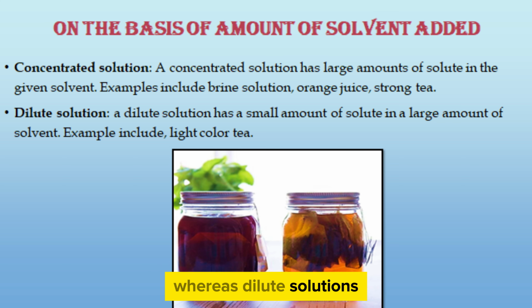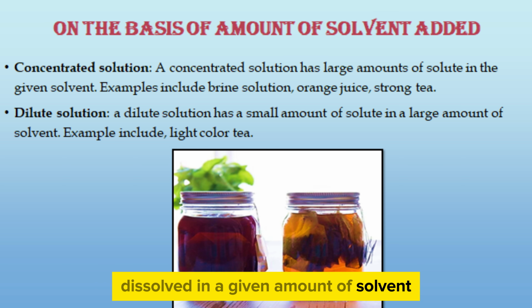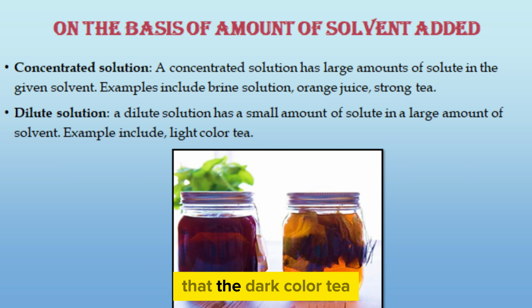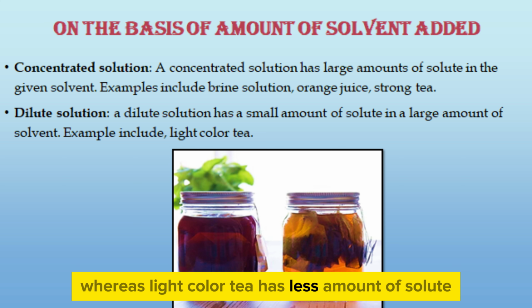Whereas dilute solutions are those which have a small amount of solute dissolved in a given amount of solvent, for example, light colored tea. As you can see from the picture, the dark colored tea clearly has more solute dissolved in a given amount of solvent, whereas light colored tea has less solute.